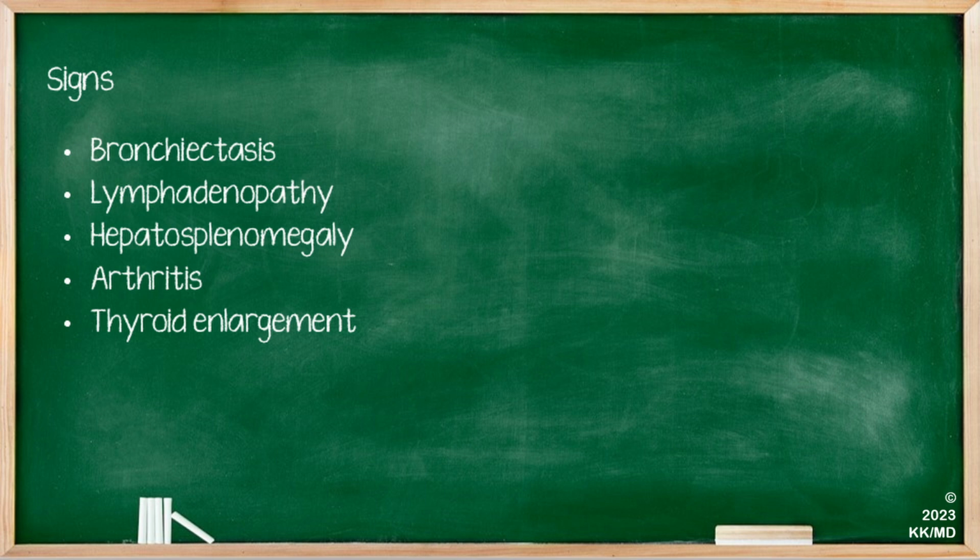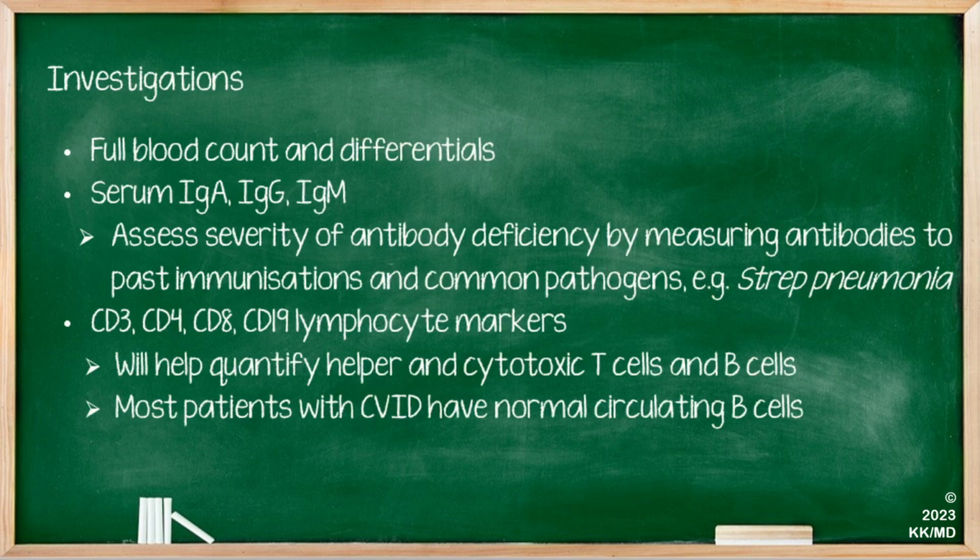When assessing someone with potential CVID, possible signs to look out for include bronchiectasis, lymphadenopathy, hepatosplenomegaly, arthritis, and thyroid enlargement, and this is all due to the factors which we discussed on the previous slide.